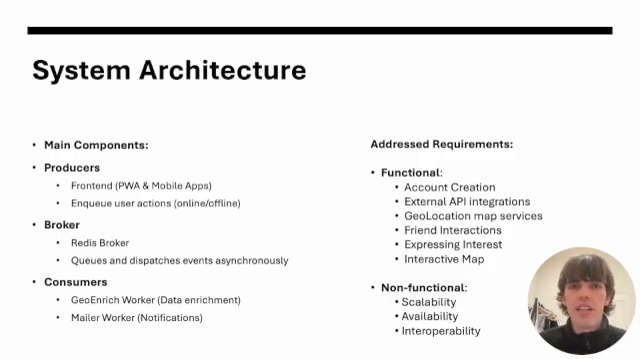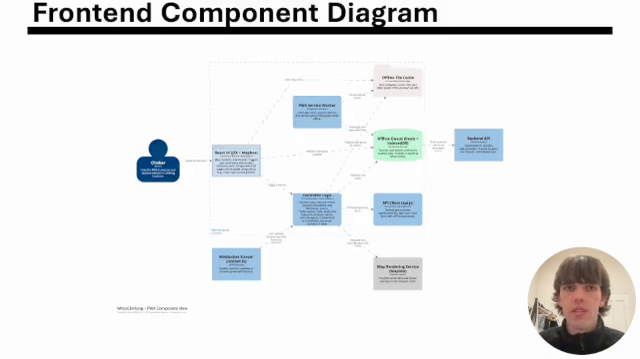WhosClimbing leverages an event-driven architecture to effectively address both functional and non-functional requirements of our climbing application. At the core, our system employs 3 main components: producers, a broker, and consumers. Here we see the front-end component diagram. So producers, represented by our progressive web app, front end capture user interactions.